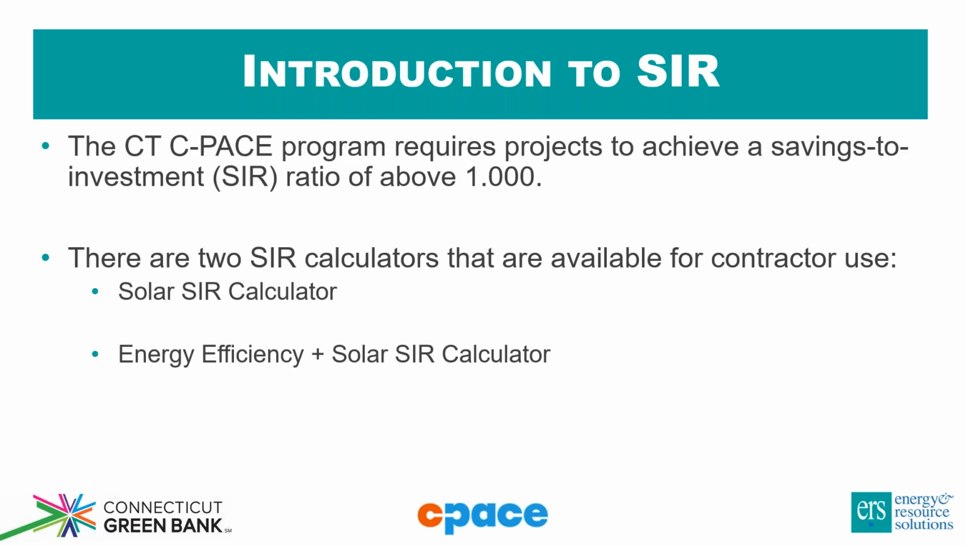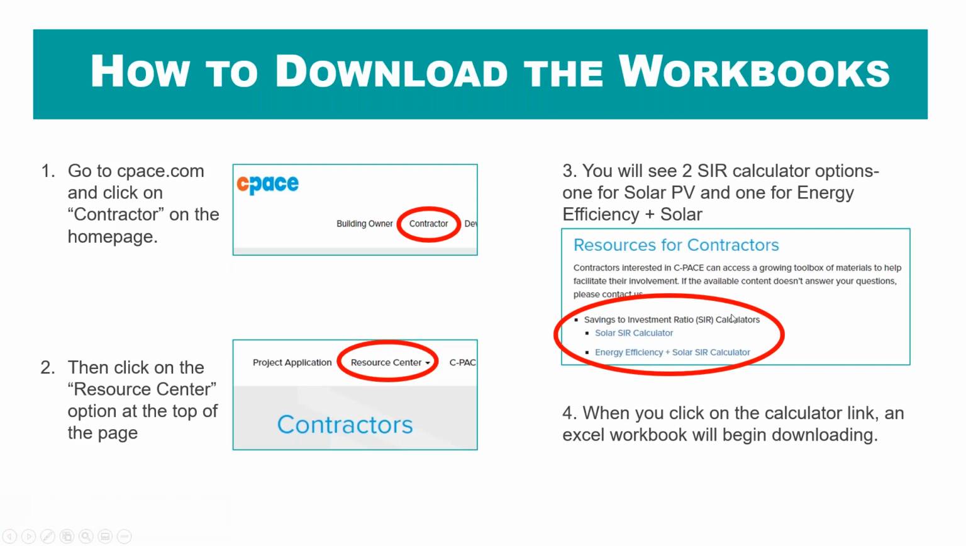So the Connecticut Green Bank has made 2 SIR calculators available for contractors to use. One is a solar PV calculator that we talked about on Tuesday, and the second is an energy efficiency plus solar PV SIR calculator that we'll be talking about today. Before we dive into project examples and data entry, we're going to start by showing you how to download the SIR calculators.